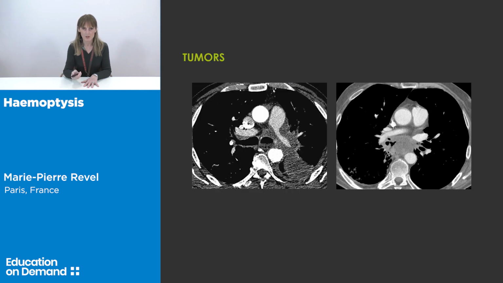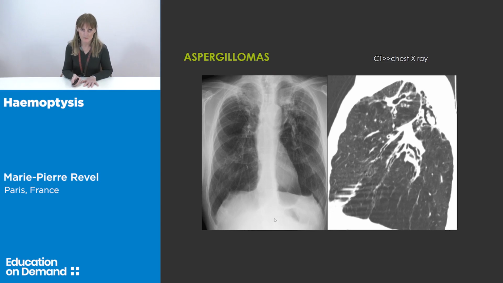Tumors, two possible presentations: either an encasement of the blood vessels or some cavitation close to vessels, and the mechanism is probably an erosion of the vessel by this superinfected tumor. In patients with aspergillomas, CT is very superior to chest X-ray, demonstrating this typical fungus ball appearance with this opacity within a pre-existing cavity. And as you can see, it's very difficult to depict this image on the chest X-ray. The crescent air sign is not always obvious.